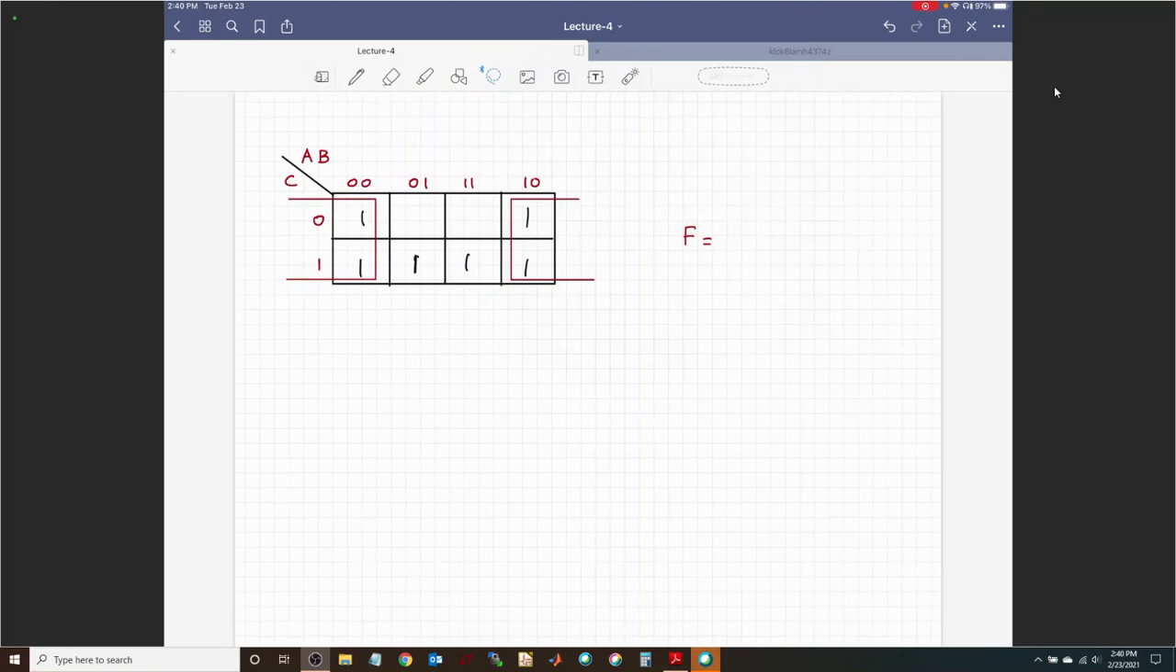And then let's see if we can make another group. Another group of 4 ones. Can I do that?